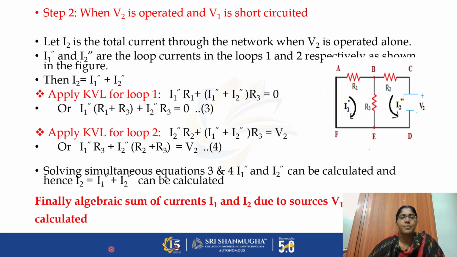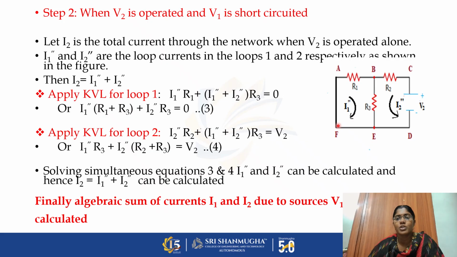The next step is you have to make V2 operative and V1 inoperative. While making V2 active, what is the response? What is the current flowing through the circuit? We need to find out. While making V2 active, V1 should be removed and these terminals short circuited.